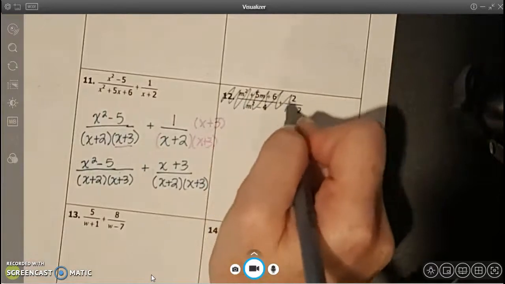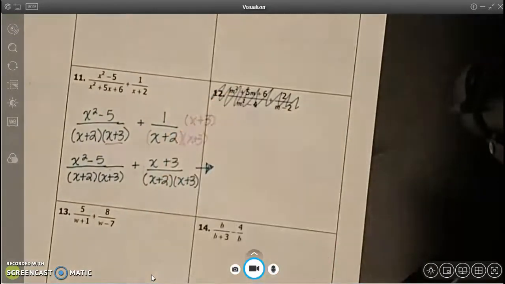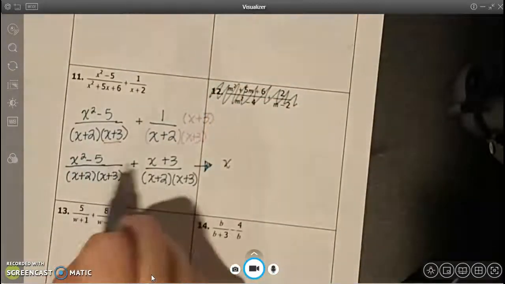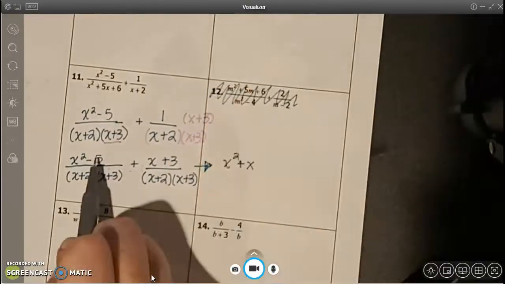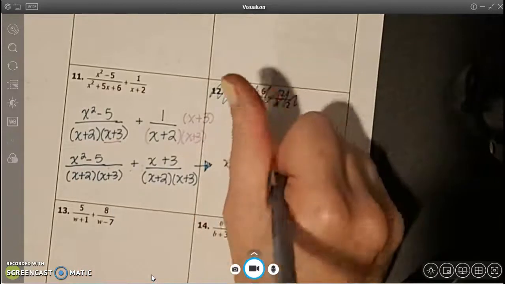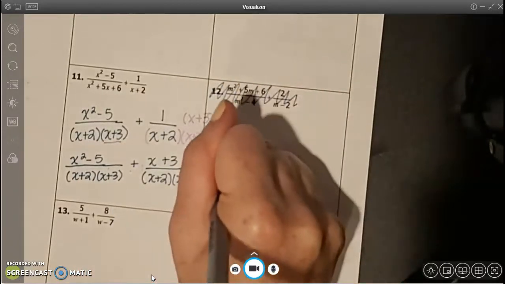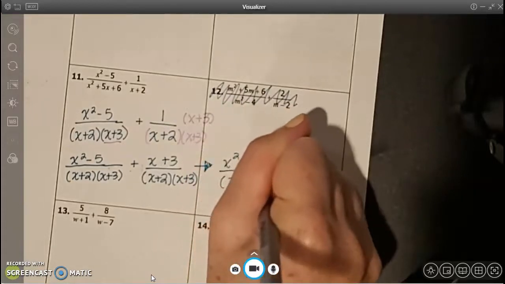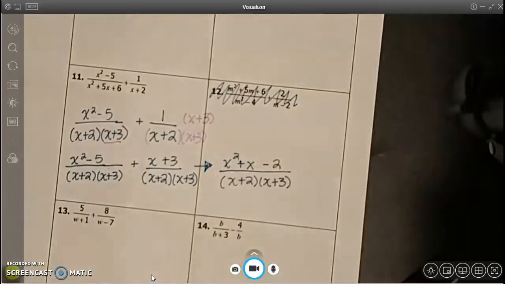I'm going to cross out 12 here and move over into this box. So x squared, and then I'm going to have a plus x, and then negative 5 plus 3 is going to be negative 2, all over x plus 2, x plus 3. And then it's good to leave the denominator factored to see if it cancels with any factors in the numerator.